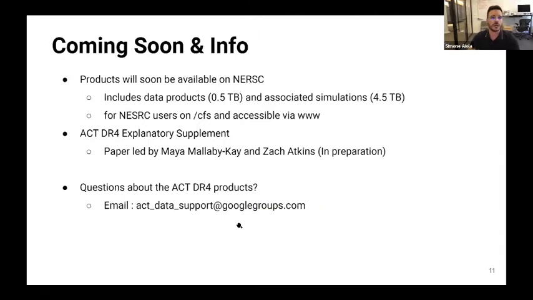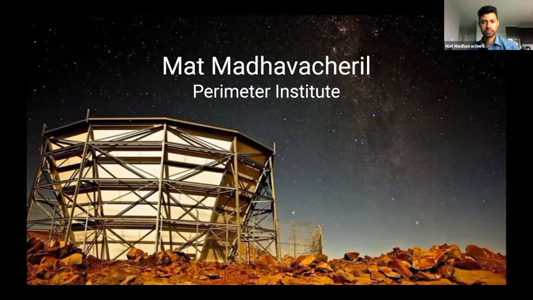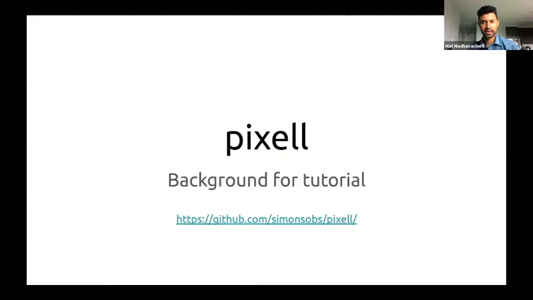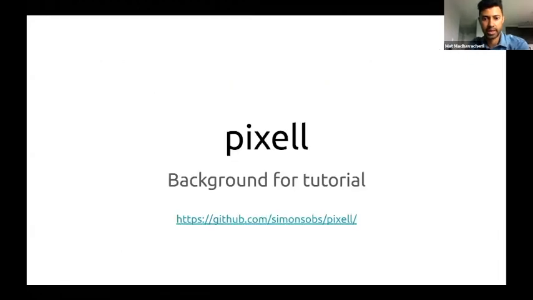And so now I'm gonna hand it over to Matt Maravachero, who's gonna be talking about Pixel, the library we use to handle the maps. All right, thanks, Simone. So I'm going to be talking about Pixel, which is a software for manipulating maps in rectangular pixelization.